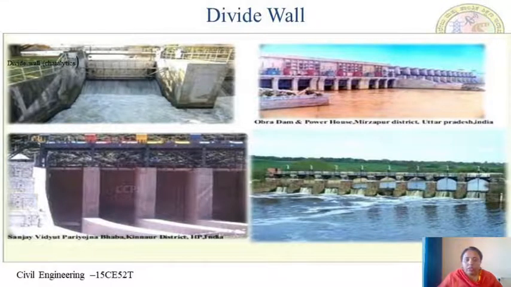So I think you can see in this image, these are the divide walls. The divide wall is a long wall which is constructed at right angles to the weir or barrage.